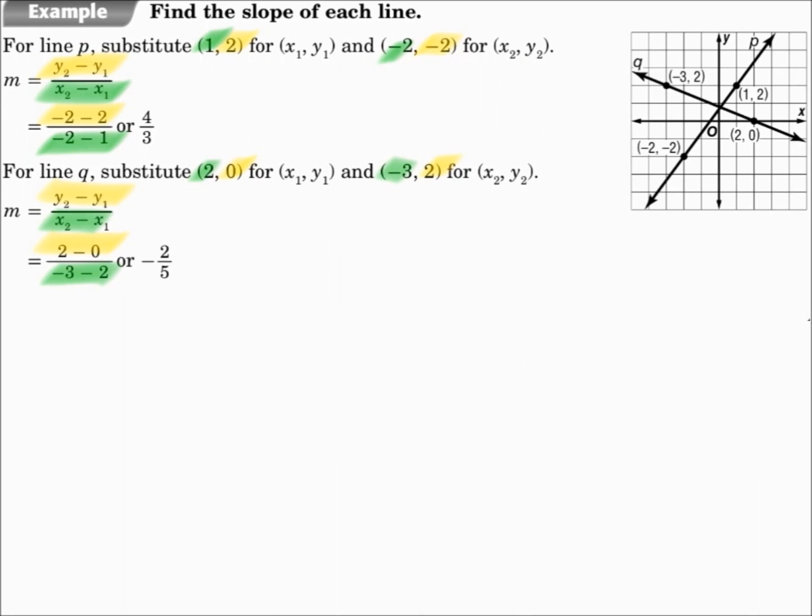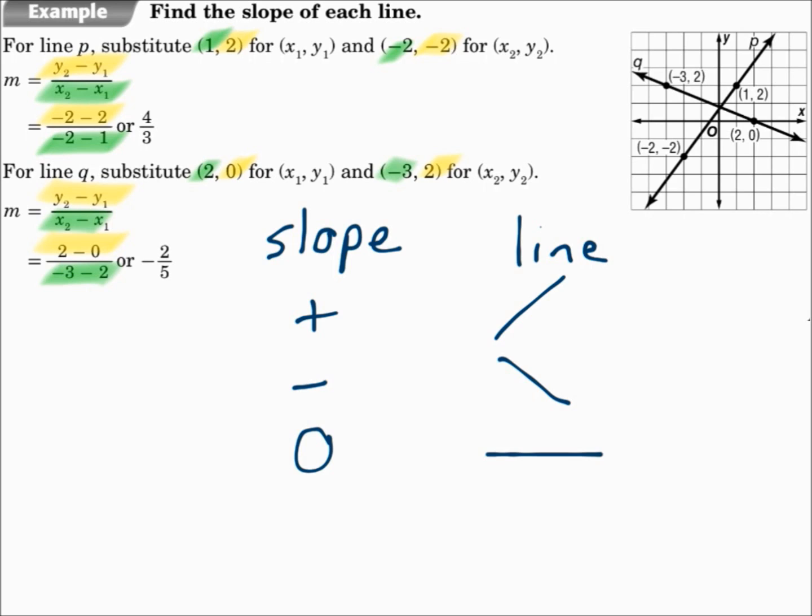Now when you're finding slope, remember that if the slope is positive, the line will be slanting upward left to right. If it's negative, it will go downward left to right. If it's a slope of 0, it's horizontal. An undefined slope is vertical. Undefined is when the denominator is 0. So it's a good way to check your answer. If your slope is negative, it should tip down, like line Q. Line P had a positive slope, and it slants upward.